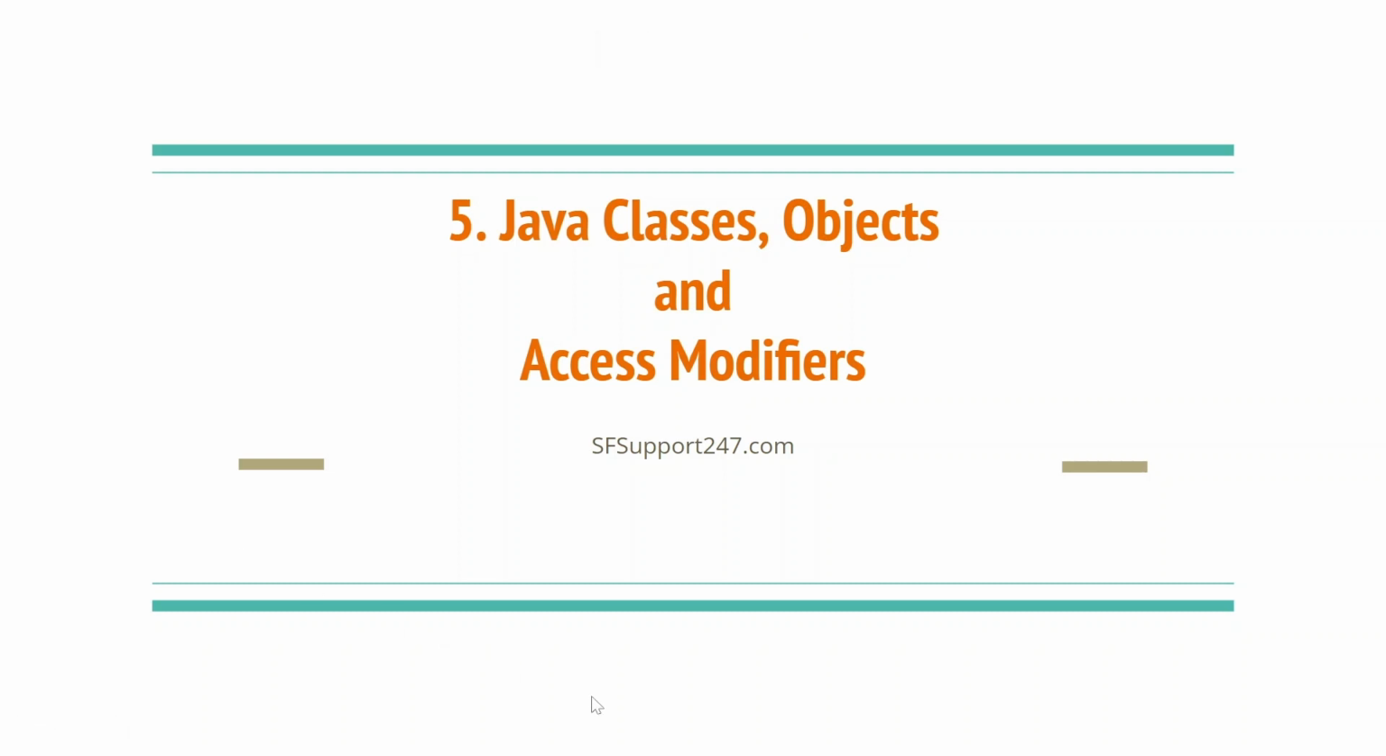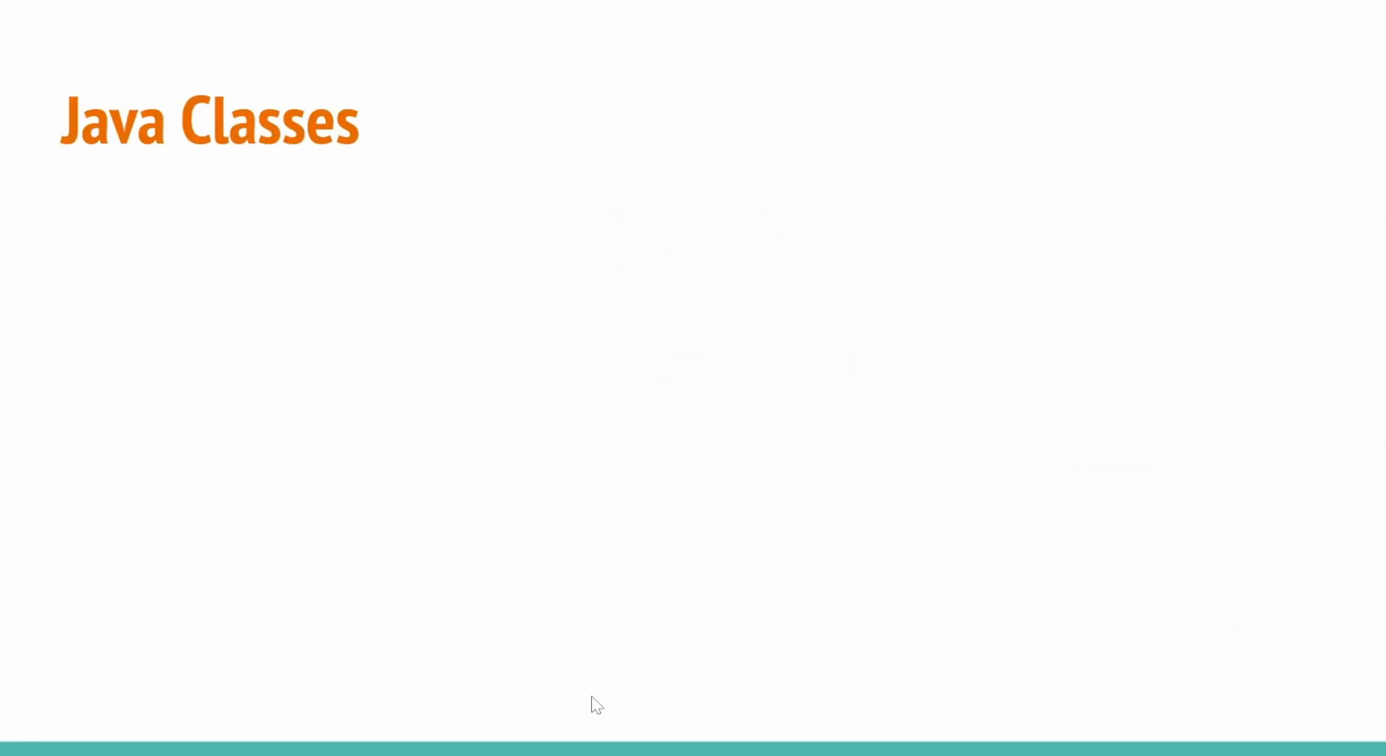Today we are going to discuss Java classes, objects, and access modifiers. Let's get started. What is a Java class? A Java class is a fundamental building block of the Java programming language. Every program that we want to execute must have at least one class.